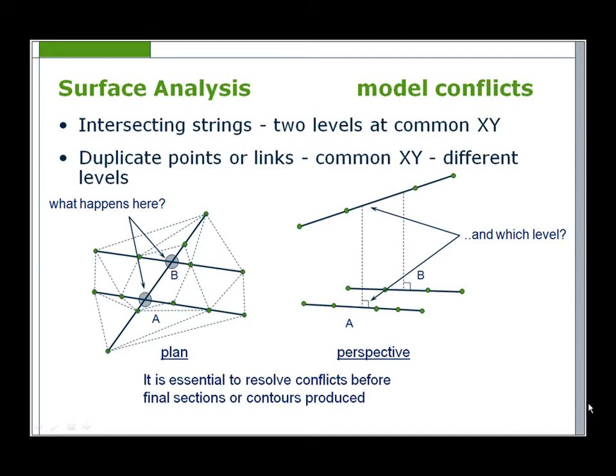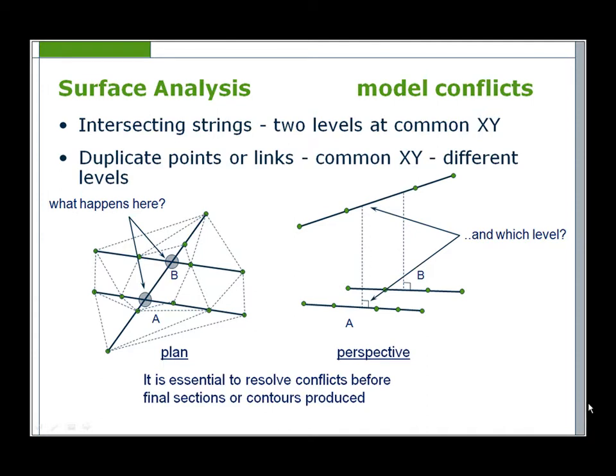When MX is trying to create the triangles, MX can find what we call model conflicts. These model conflicts can take the form of what we call intersecting strings. It's where two strings cross, and at the point where they cross, there is a common XY, which is easting and northing, but there are two Z values or two levels.